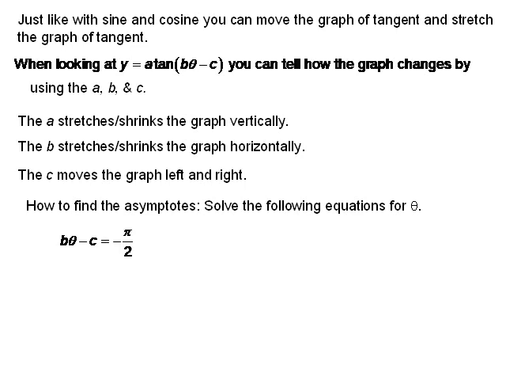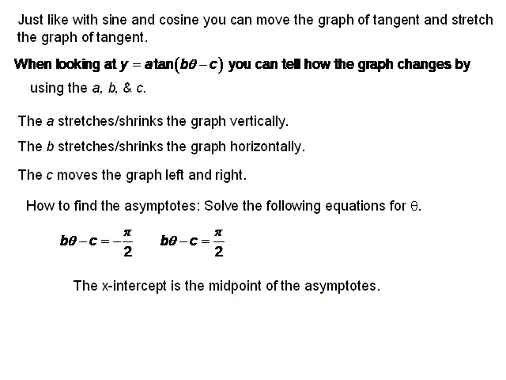So for the leftmost asymptote, you're going to take the inside, b theta minus c equals negative pi over 2, and you're going to go ahead and solve for theta. For the right asymptote, you're going to take b theta minus c, so again the inside, equals positive pi over 2, and you're going to solve for theta. And these will give you your right and left asymptotes for the period of tangent.